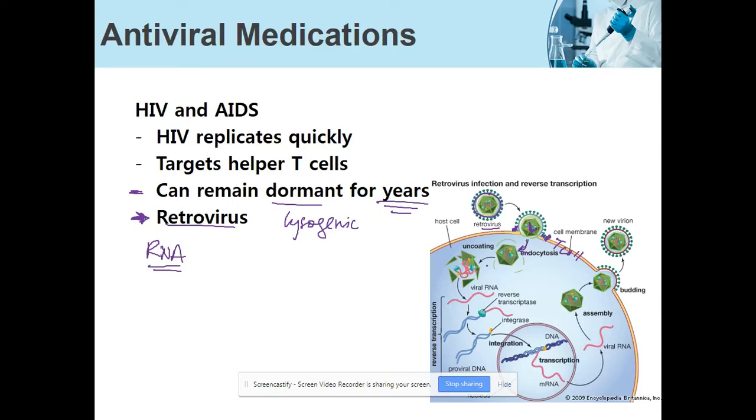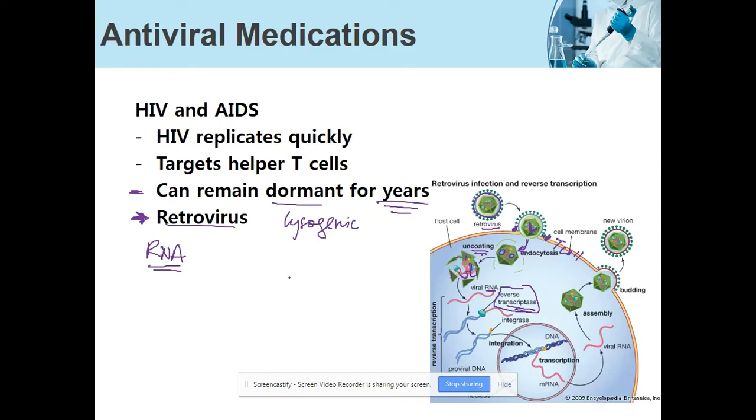Endocytosis pulls the virus in, that uncoating piece that we talked about, where the protein coat falls apart. The RNA, not DNA, but RNA, is released into the cell. RNA cannot incorporate into the host cell's DNA. So what has to happen is we go through this process called reverse transcription. This enzyme, reverse transcriptase, is also brought into the host cell by the virus. Reverse transcriptase is an enzyme that basically goes backwards through the process.